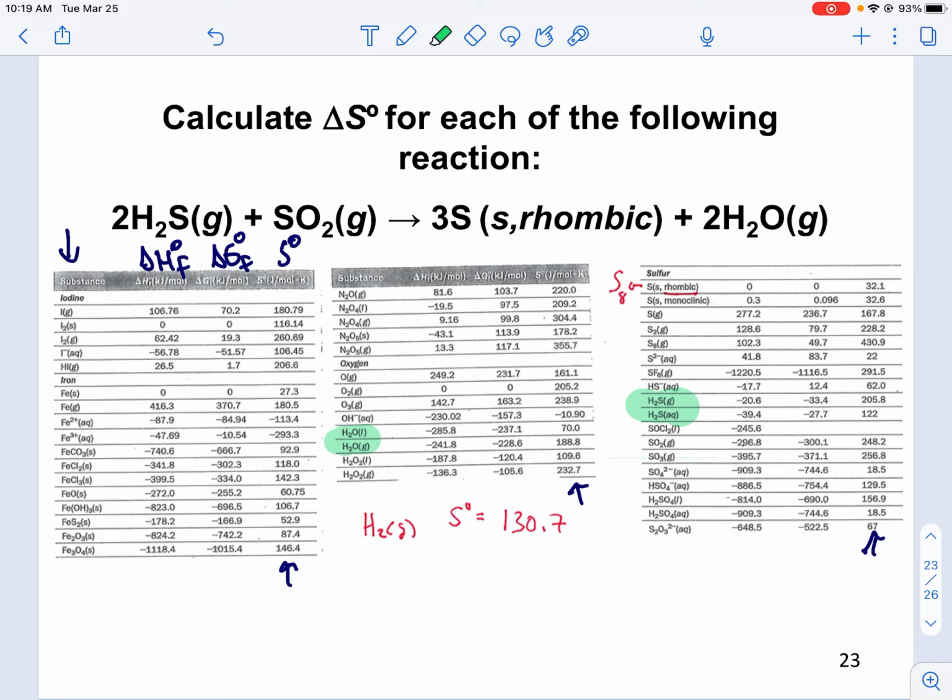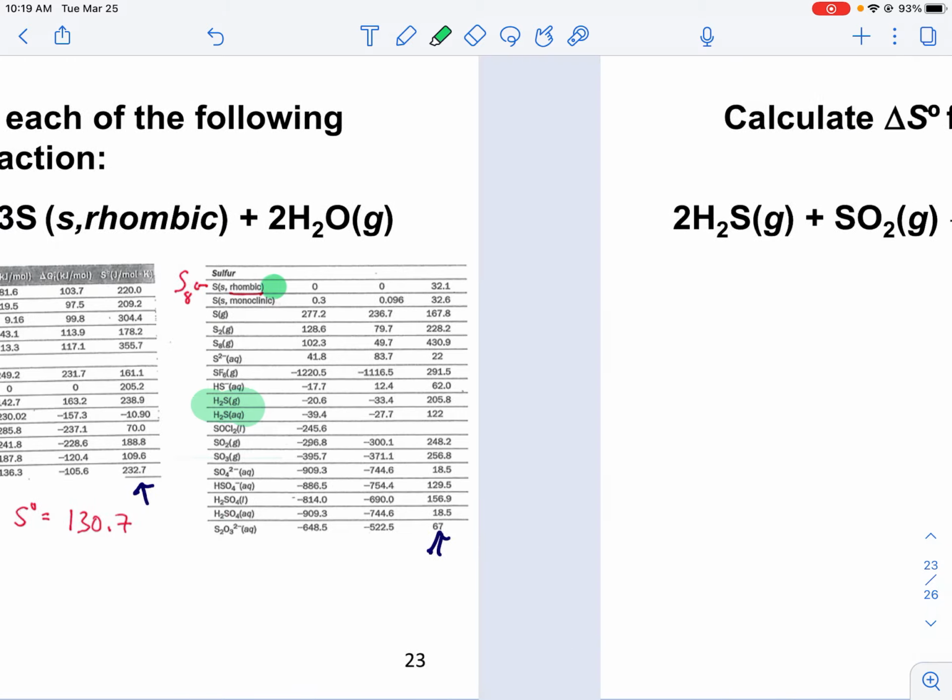And then we have to go grab these. So I'm going to go grab the standard entropies for hydrogen sulfide, for sulfur dioxide, for sulfur. Sulfur is the rhombic. That's the standard state. So that's why it says rhombic there. Don't need to memorize that. We'll give you the values that you need. And then water as a gas.